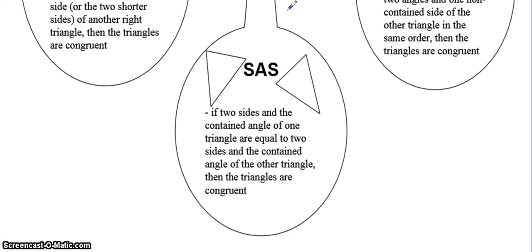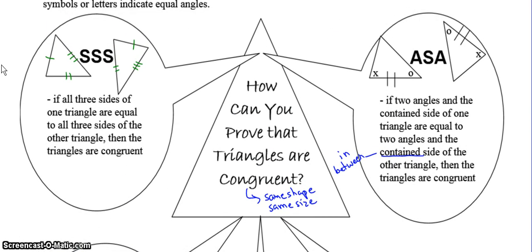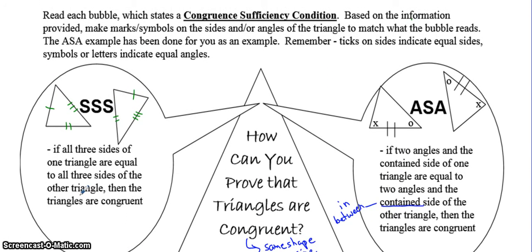The side angle side sufficiency condition states if two sides and the contained angle of one triangle are equal to two sides and the contained angle of the other triangle, then the triangles are congruent. So if this side and this side are equal to this side and this side, and if the contained angle is the same as this, then the two triangles are congruent. So those are the only kinds of sufficiency conditions for proving that triangles are congruent.